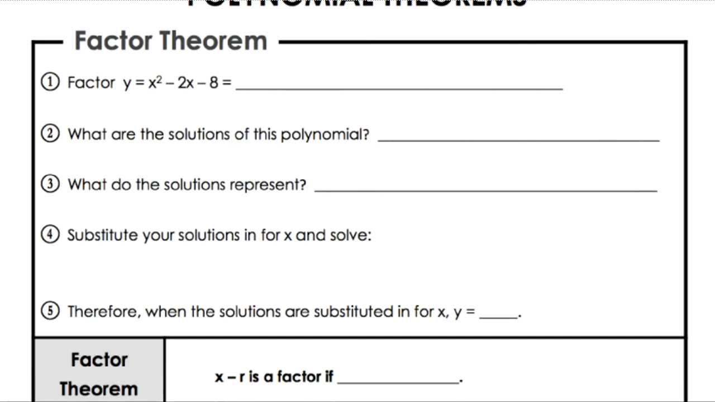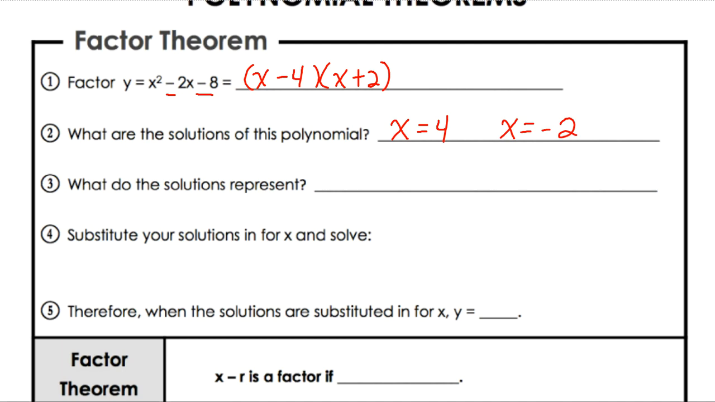So this one is a trinomial, so I can factor it into two binomials by finding the products of -8 that add up to -2, and that would be x minus 4 and x plus 2. So those are the factors of that polynomial. So if you remember from previous lessons, that means that the solutions are x equals 4, because 4 minus 4 is 0, and x equals -2, because -2 plus 2 gives us 0.